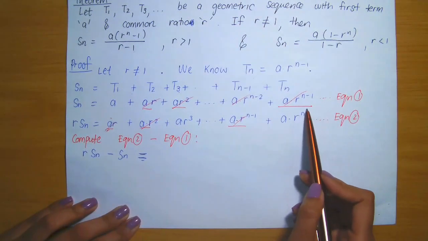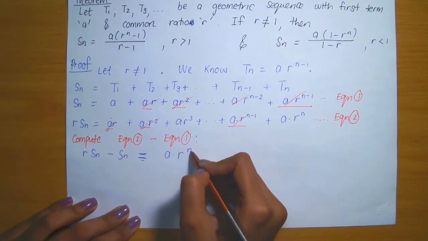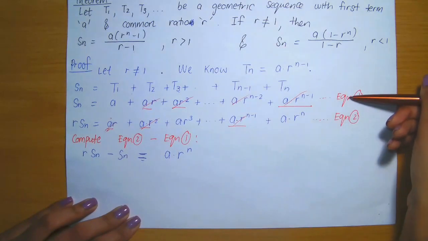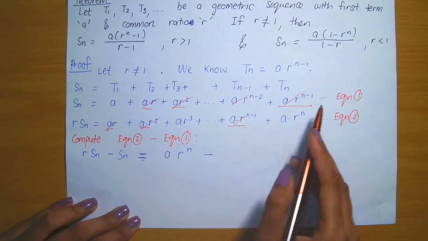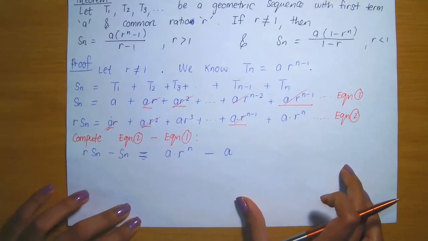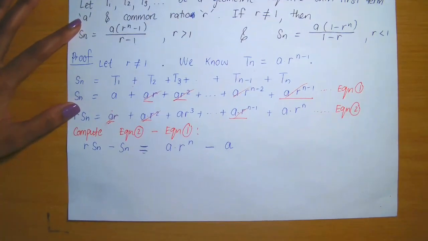If you look at equation 2, the only thing that's left on the right hand side is the term A times R raised to the power n. And what are we subtracting? What's left behind in equation 1? The only term left behind is A, so we're minusing A. Right, so this is what we have when we take equation 2 minus equation 1.